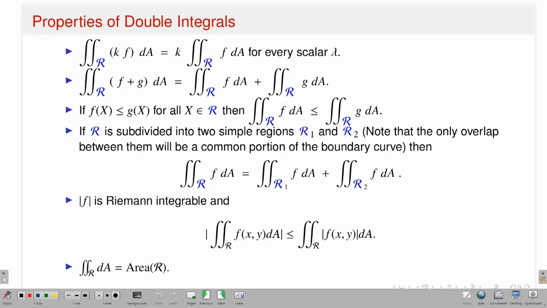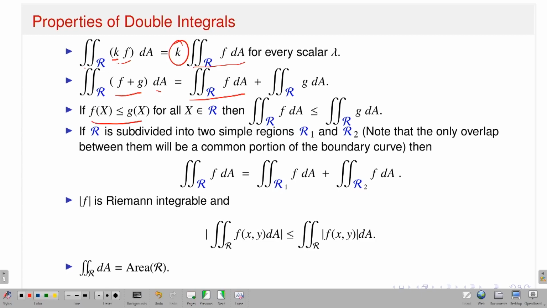Like in single variable calculus, if I have the notion of Riemann integrable functions, then what is that? If I multiply by a scalar, then that scalar will come out. That means the integral over R of k f is k times the integral of f dA. If I take the sum of two Riemann integrable functions, f plus g times dA, they will split up: the double integral of f plus the double integral of g.